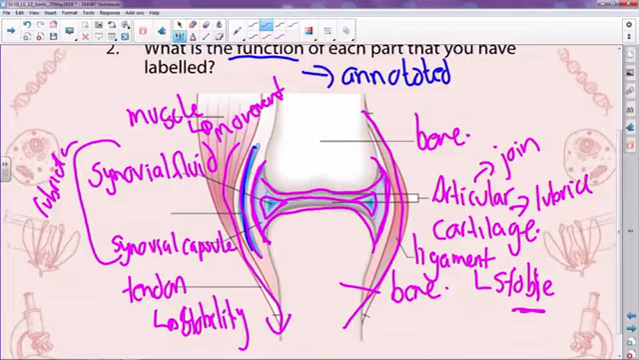Okay, we're going to have another quick break, and then we're going to get back to just a few more examples of synovial joints, and then we're going to hit the questions. See you soon.